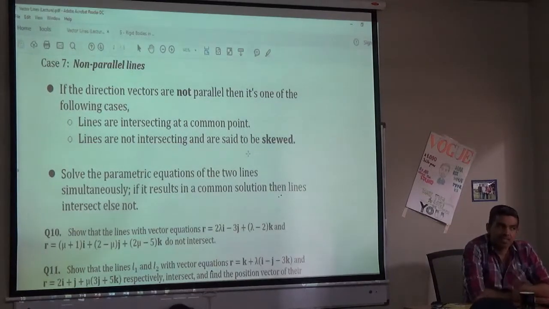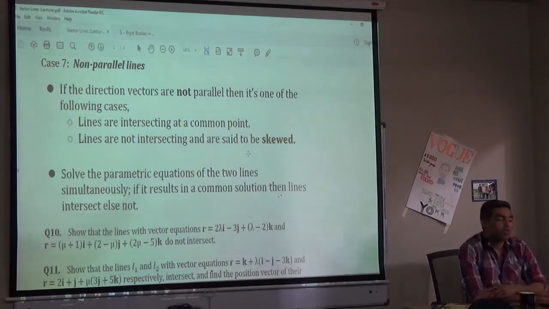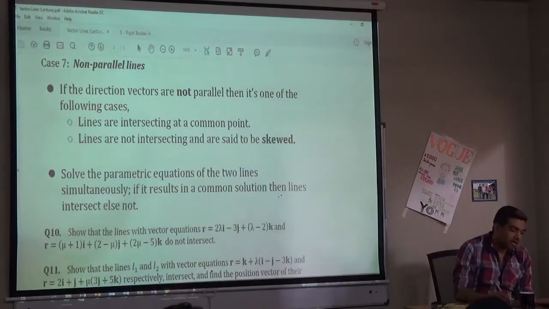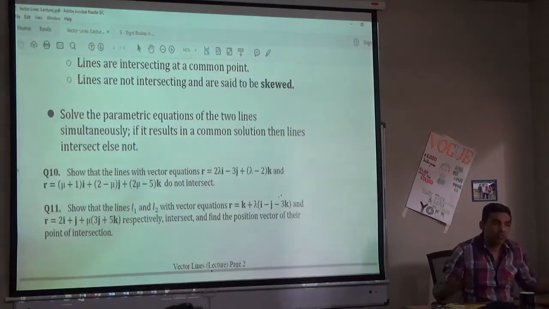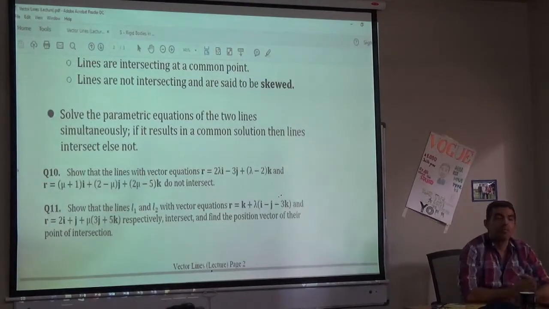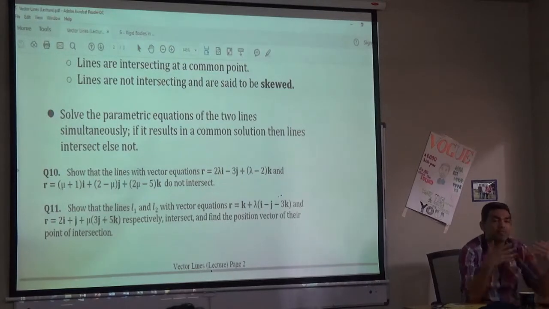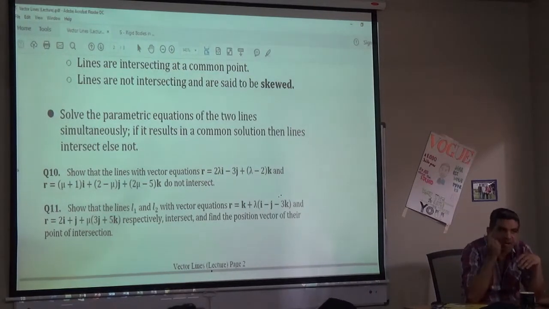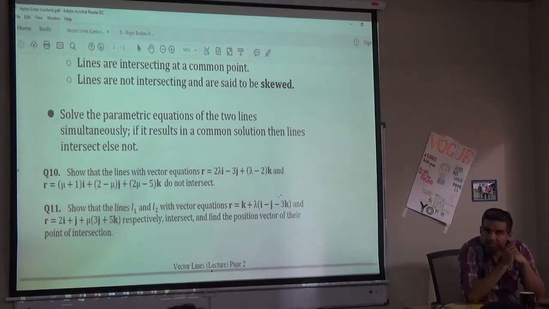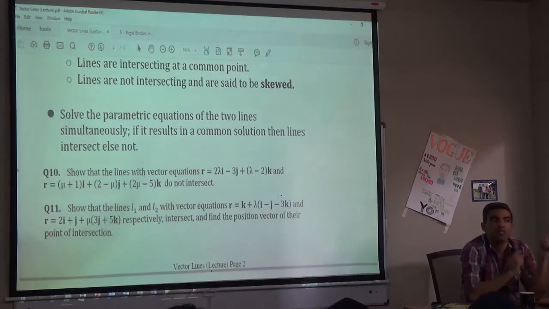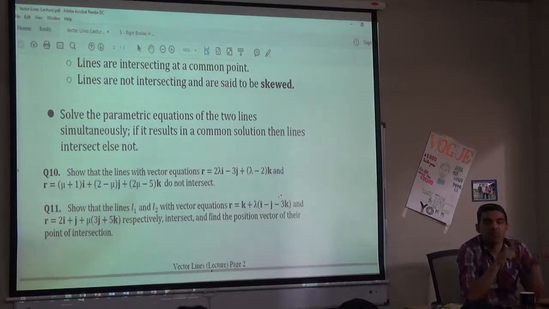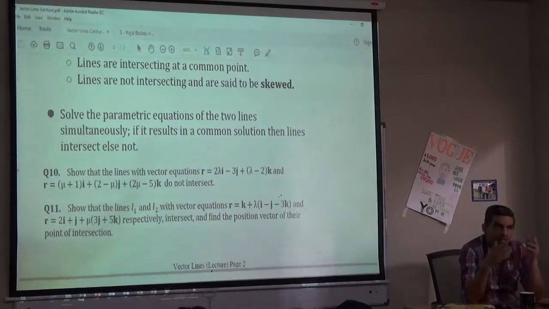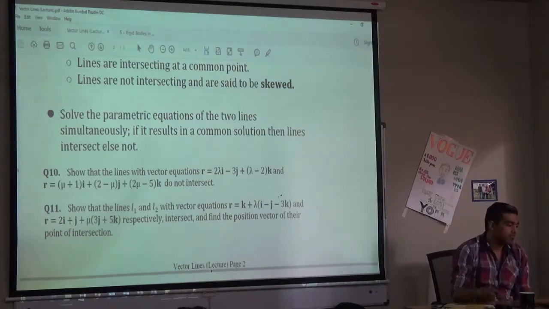Are the lines intersecting or not? You tell the difference by starting off with the two equations and trying to solve them simultaneously. We assume they are intersecting and try to find a common point of intersection. If we are unable to find one, that shows they are not intersecting. If we are able to find a common point of intersection, then clearly they are intersecting, and we would further find the point of intersection as well. So this is the procedure.